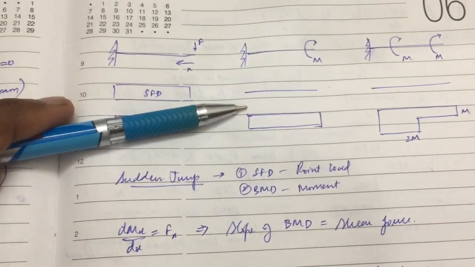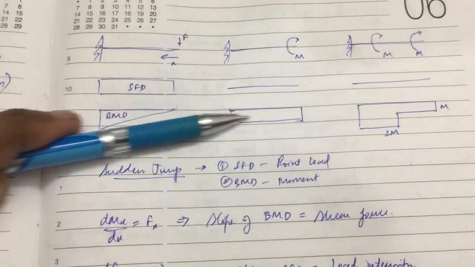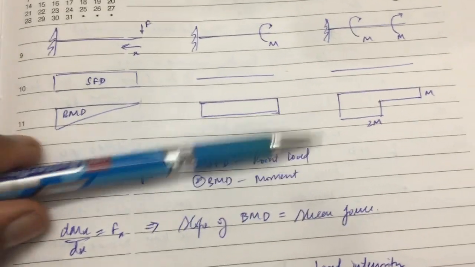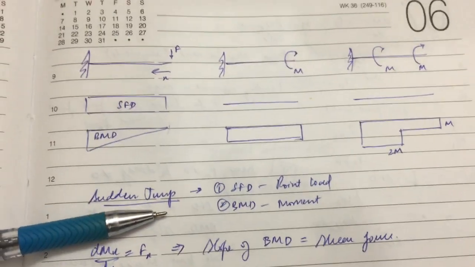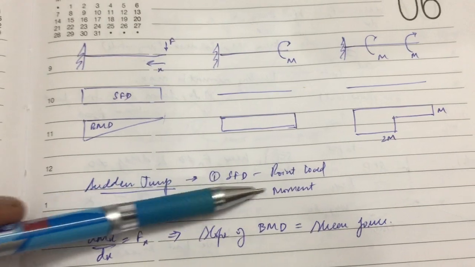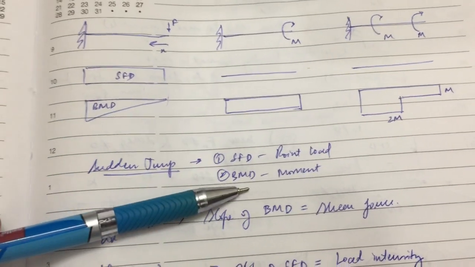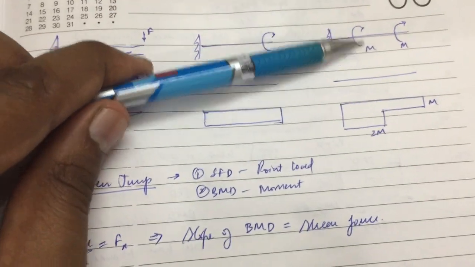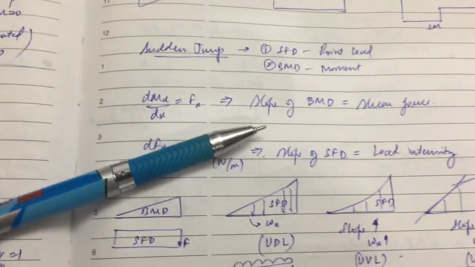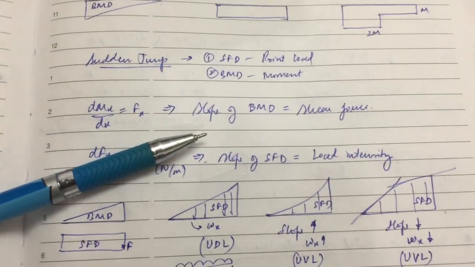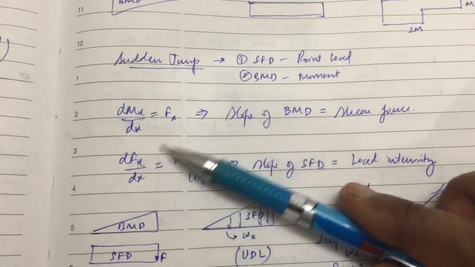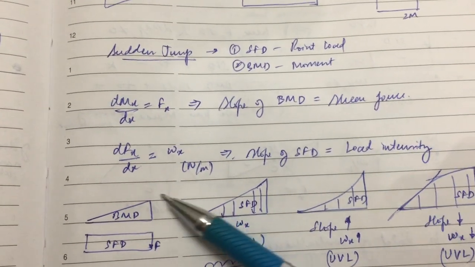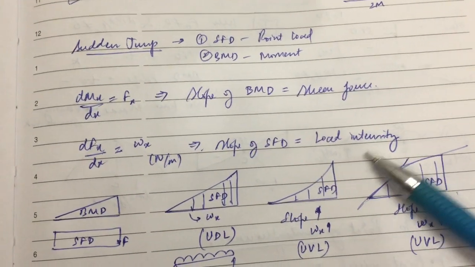You can see just the SFD is a line here, but the moment is a rectangle, and here you can see it is a double bar. So what we have to observe is that whenever there is a sudden jump in the SFD, that means a point load is applied at that point, and in the BMD, as you can see, there is a sudden jump here, that means there is a moment applied here. Okay. So another thing is that the slope of the moment is equal to the shear force. The slope of the BMD is the shear force, and the slope of the SFD is the loading intensity.